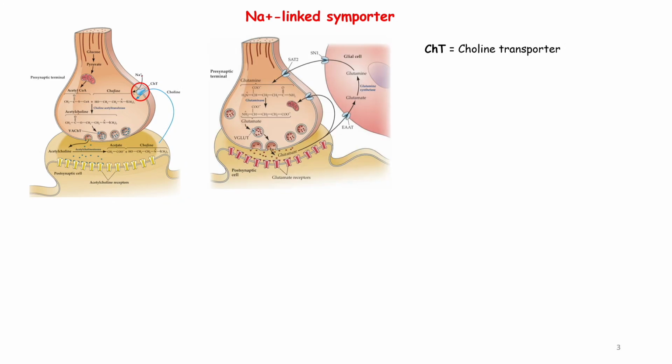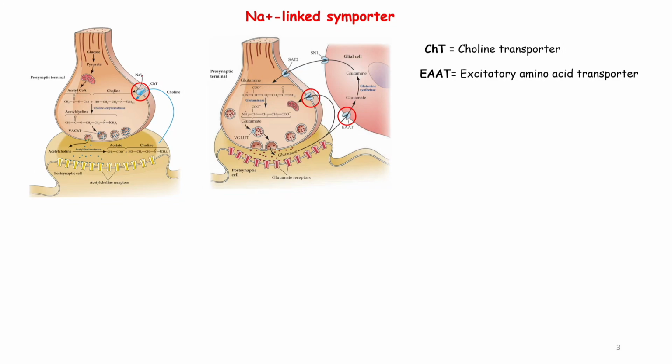In the case of glutamate reuptake, there are two ways. One is direct, another is indirect. In the case of direct reuptake, there is a transporter called the excitatory amino acid transporter, because the glutamate neurotransmitter acts as an excitatory neurotransmitter, and glutamate is also an amino acid. So that's why these sodium-linked symporters are called excitatory amino acid transporters. Now, this sodium-linked symporter is present in the presynaptic terminal. In this way, direct reuptake of glutamate occurs.